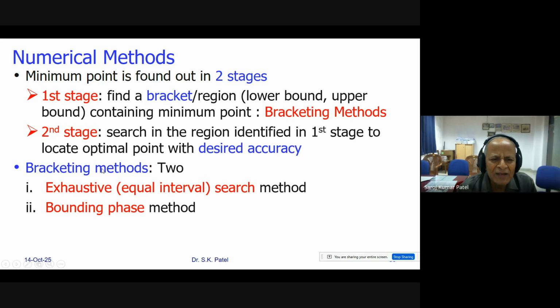Okay. In the bracketing method, which we use in the first stage initially, we have two methods. One is the exhaustive search method and the other is the bounding phase method. Any one of the methods can be used in the first stage. The exhaustive search method is also called the equal interval search method. At equal intervals, you go on and find out the value of f of x, we compare, and then we declare that in this interval the solution will lie.